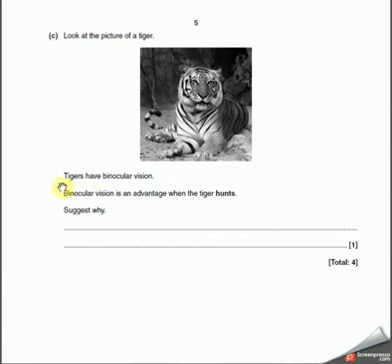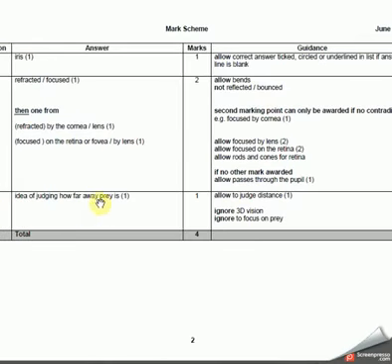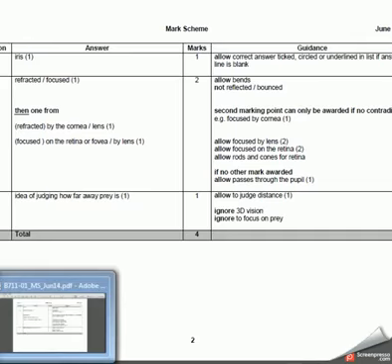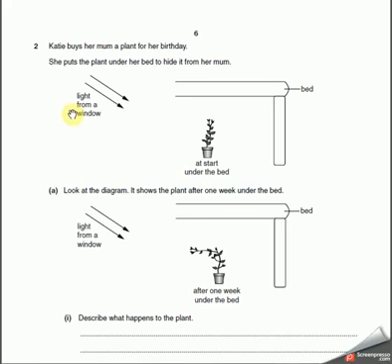Look at the picture of the tiger. Tigers have binocular vision. Binocular vision is an advantage when a tiger hunts. Suggest why. That's basically about how the tiger can judge distance, isn't it? Idea of judging how far away prey is. Okay, easy enough. Remember the eyes are at the front of their heads so they can judge distance. It's called binocular vision. Eyes at the front of their heads.